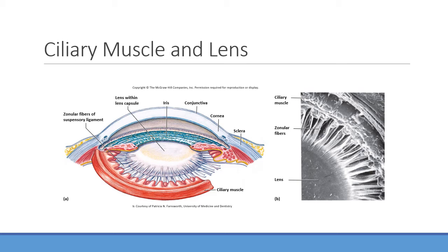And what do you think is going to happen to the shape of that lens? Is it going to flatten out, or is it going to become more circular shaped? It's going to become more circular, right? However, if I relax the ciliary muscle, that's going to tighten up the tension of those ligaments, and it's going to pull that lens to be much more flat. We're going to see how that can affect our accommodation and how we're focusing the picture on that fovea, because that's where we're going to get the best picture for our eye.